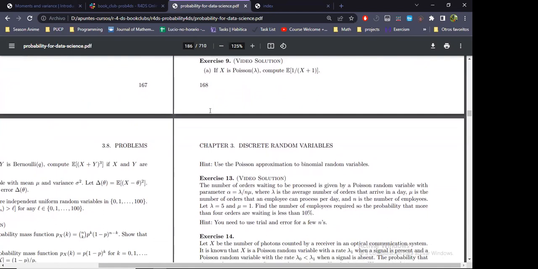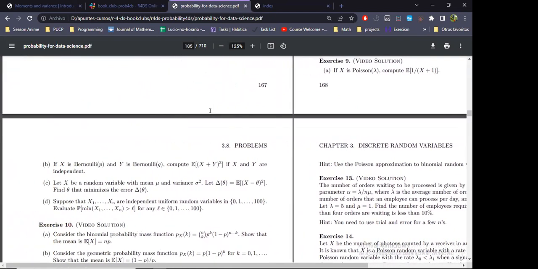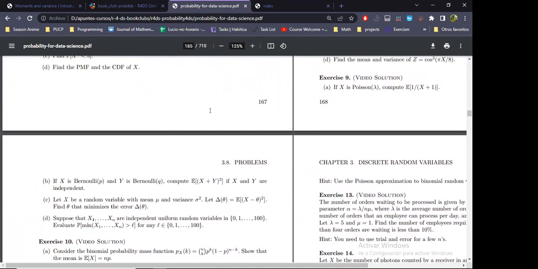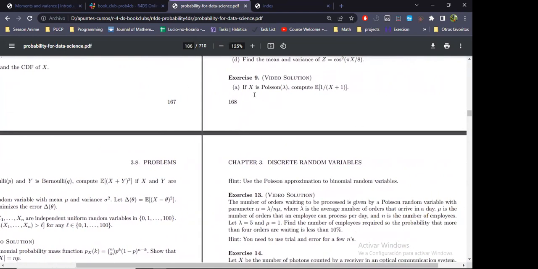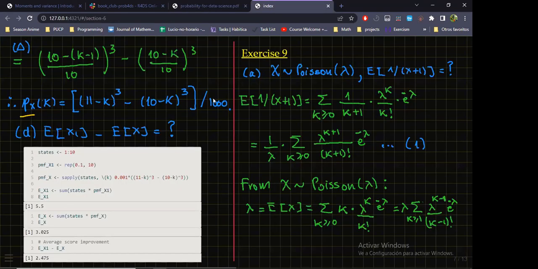Now, exercise 9 is a little more, well, not computationally, but we have to write more math, that's the main point. They mention we have a random variable with Poisson distribution with parameter lambda, and we compute the expectancy of this transformation of x. When you apply a function to a random variable, we still consider the same PMF, in this case, the same PMF for x.